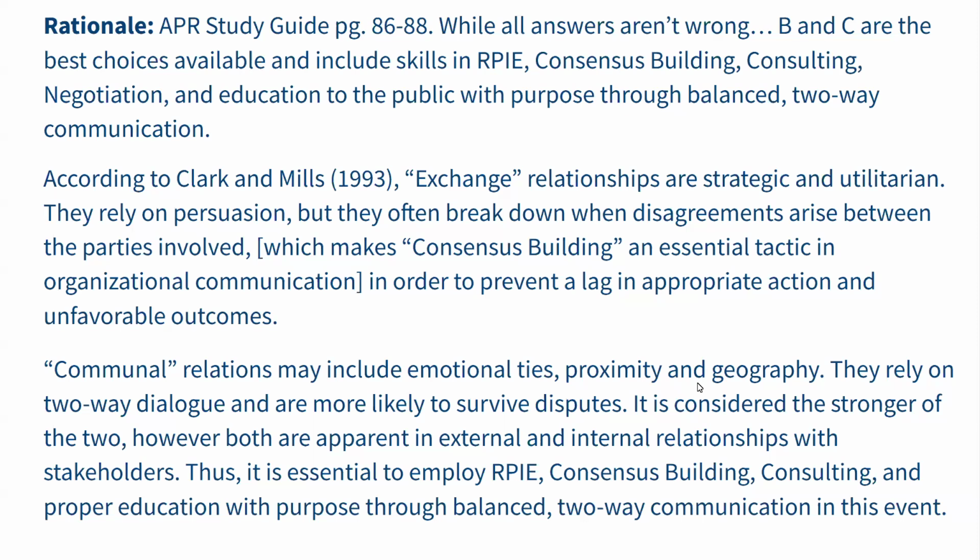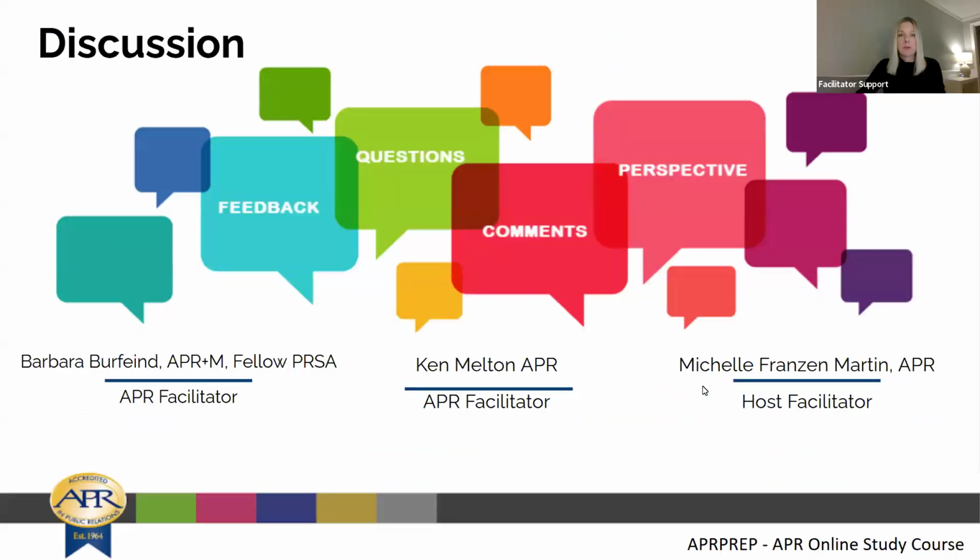Communal relations may include emotional ties, proximity, and geography. They rely on two-way dialogue and are more likely to survive disputes. It is considered the stronger of the two. However, both are apparent in external and internal relationships with stakeholders. Thus, it is essential to employ RPI, consensus building, consulting, and proper education with purpose through balanced two-way communication in this event. Okay, let's go to our facilitators and let's hear from you.